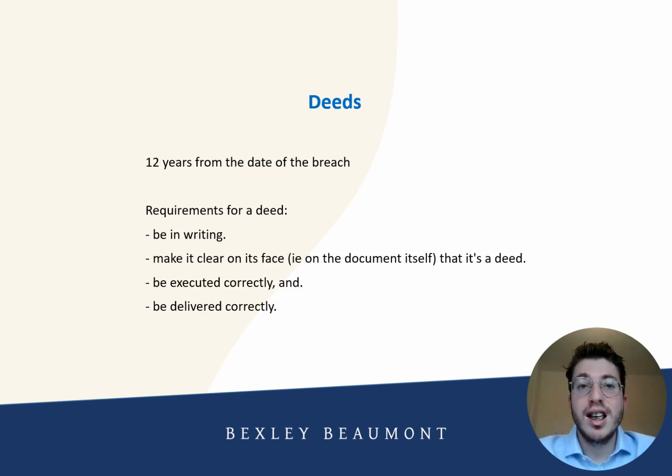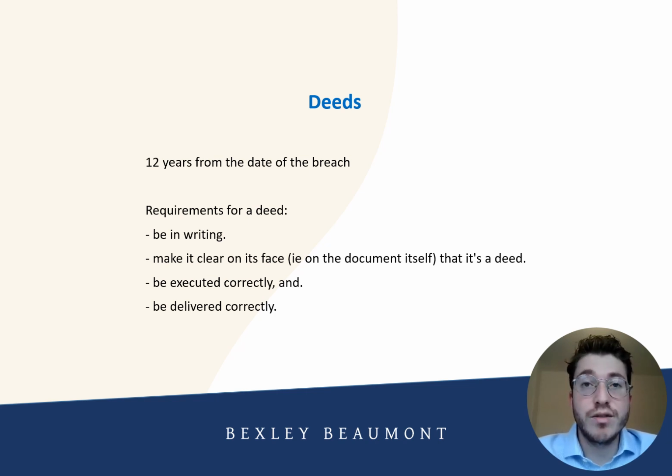deeds. With deeds, the limitation period is significantly longer. It is 12 years, not 6 years, so it is double. Now, what is a deed, therefore, you ask? If the contract is a deed, it is a document which has met the following 4 requirements. It must be a contract in writing, it must make it clear on its face, i.e. on the document itself, that it is a deed, it must be executed correctly, and it must be delivered correctly.